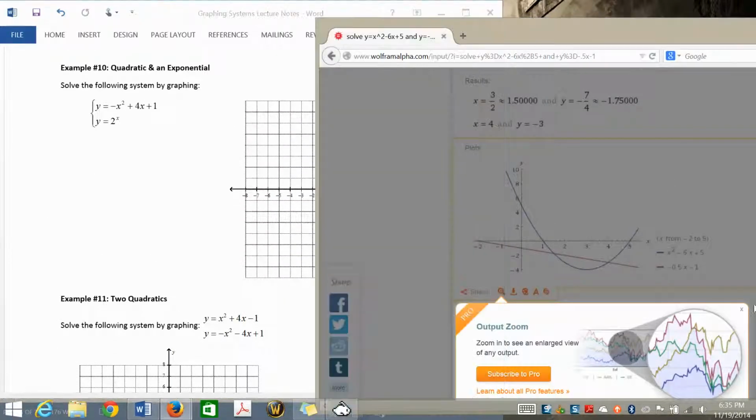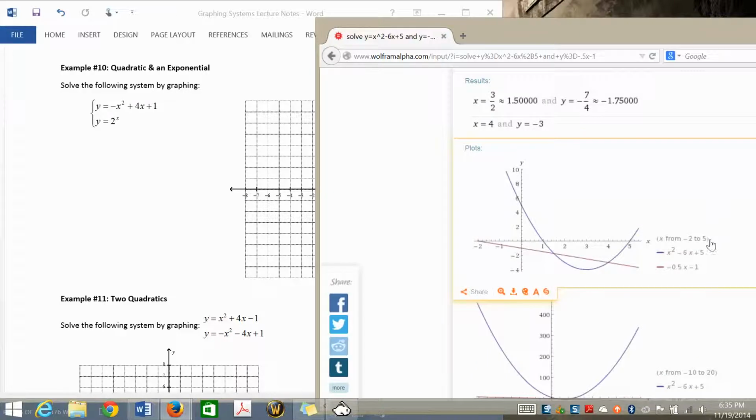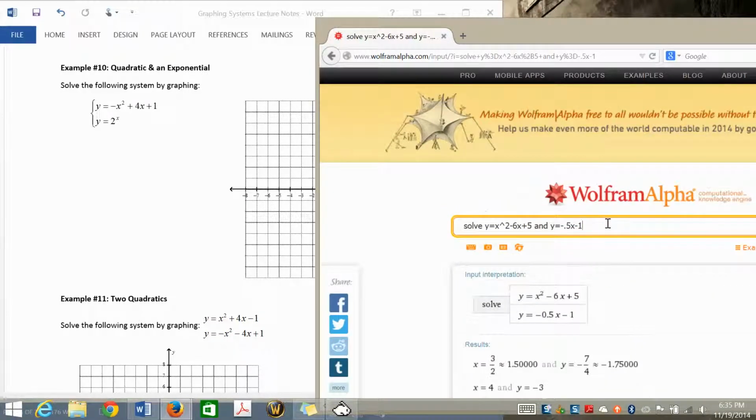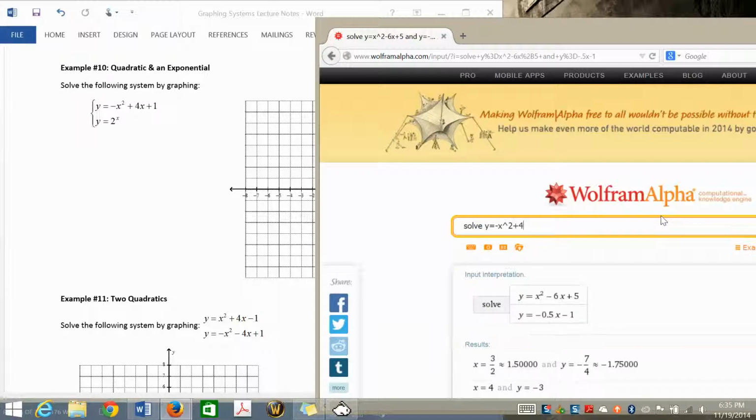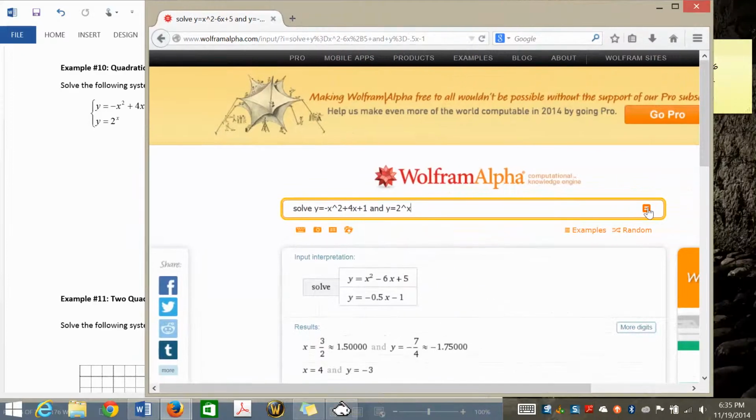Let's try another one over here on Wolfram Alpha. If we are here, we're just going to go back up here. We're going to ask it to solve a new set of equations for me. Let's have it solve y equals negative x squared plus 4x plus 1 and y equals 2 to the x power. Let's see how it does with this.